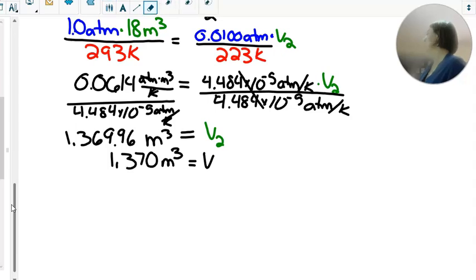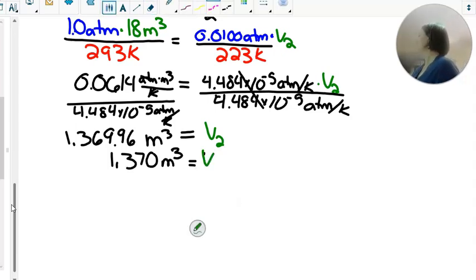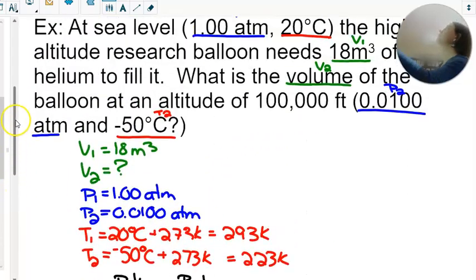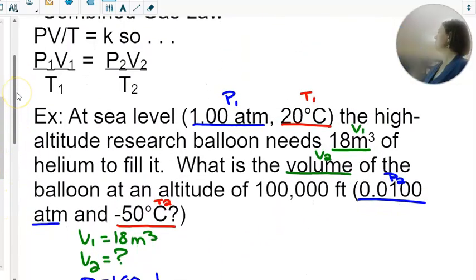Let's make that pretty, like keep volume as green. Equals our final volume. Okay, let's double check that that sounds correct. Coming up here, what is the volume? Yeah, we answered the question.